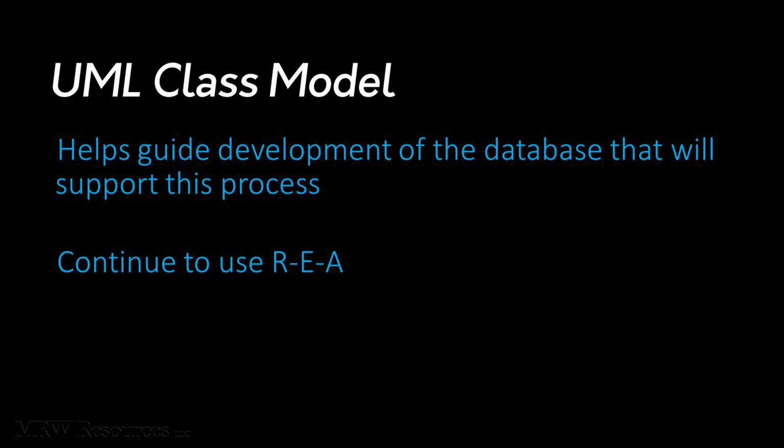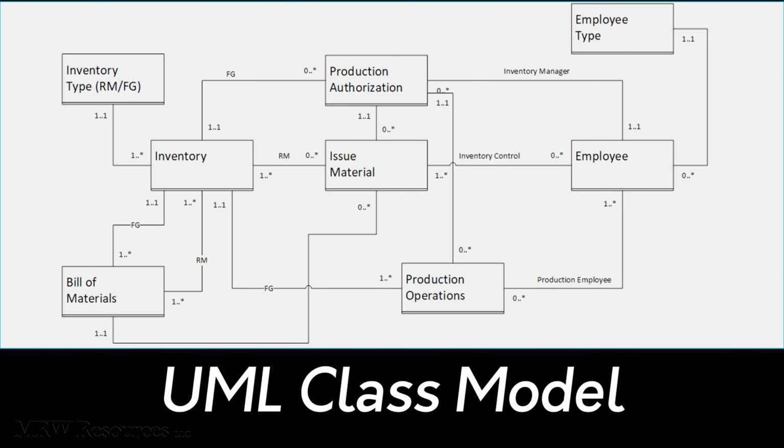And as before, you should continue using the REA model, that is, resources, events, and agents, to organize your UML class model. So here's an example of a conversion process for a small business. Note that the bill of materials links one finished good to the raw materials that are used to create it. Therefore, we've got two associations between bill of materials and inventory. One for the finished good, one for the raw materials that make up that finished good.